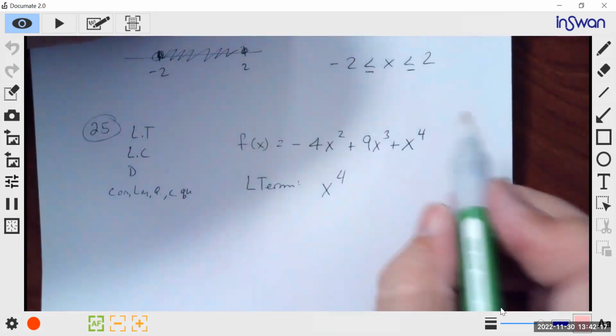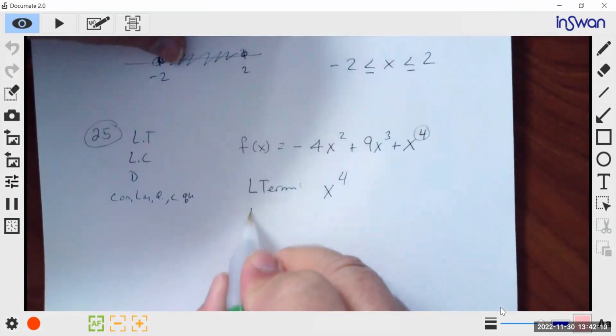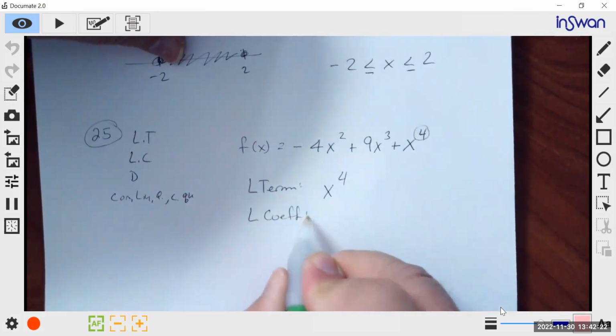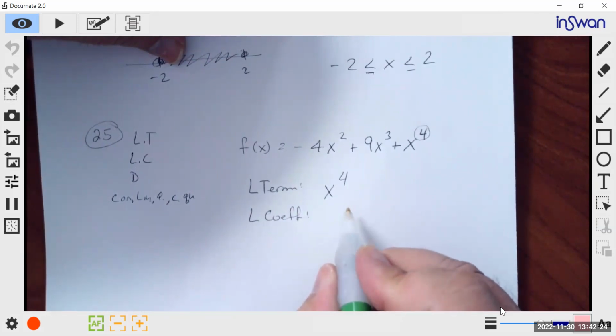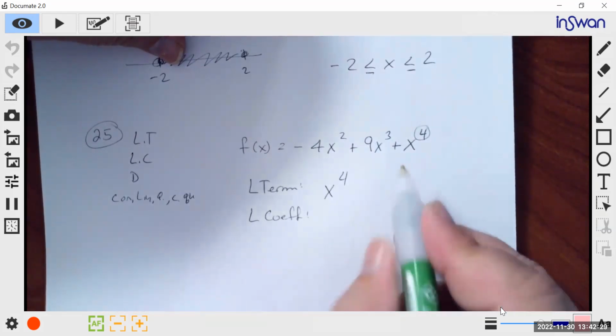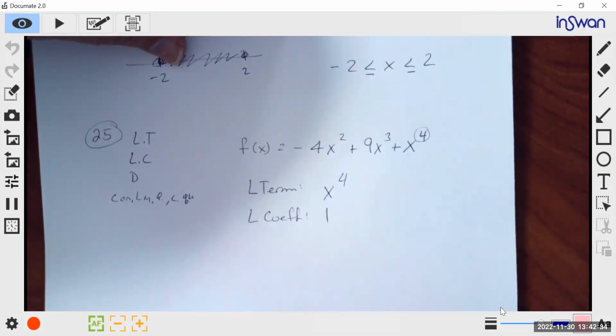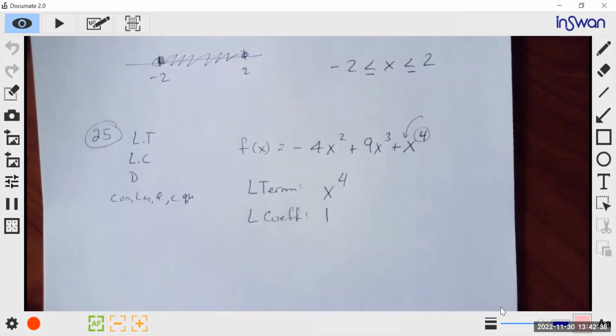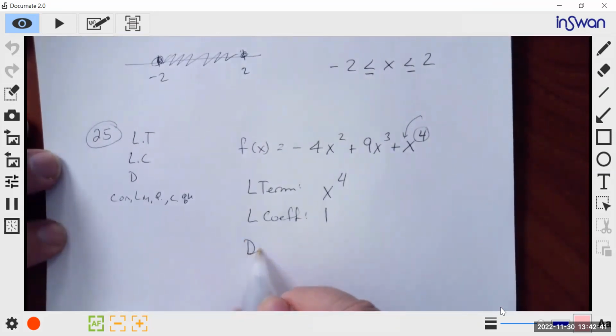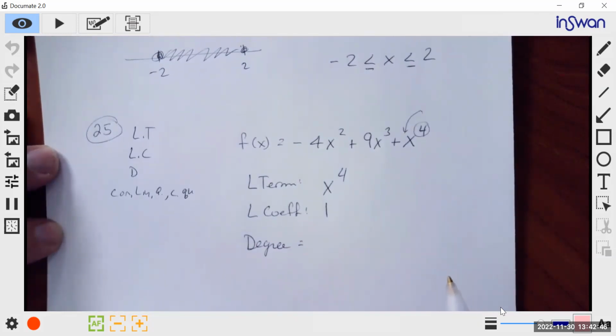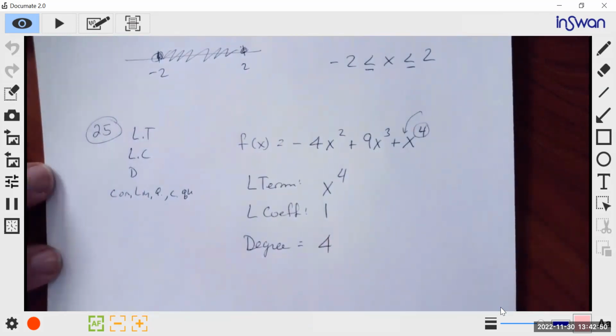Yeah, because they just trick you this way. So you look for the leading coefficient. Coefficient is a number. What number is in front of it? Yeah, it's just one. What's the degree? It's just the highest exponent. Right. It's just the biggest.